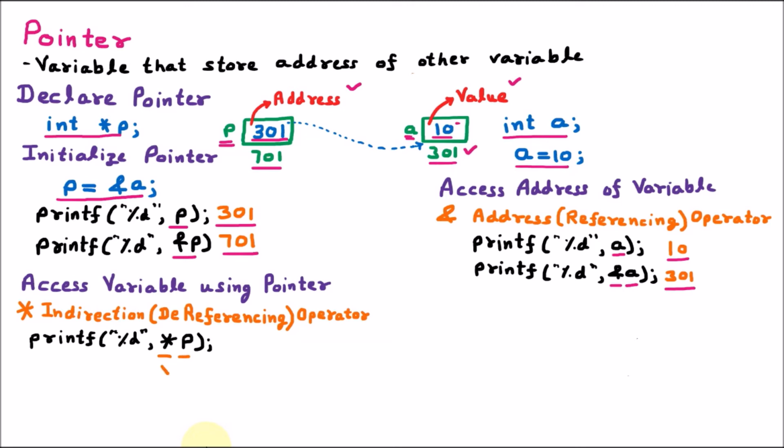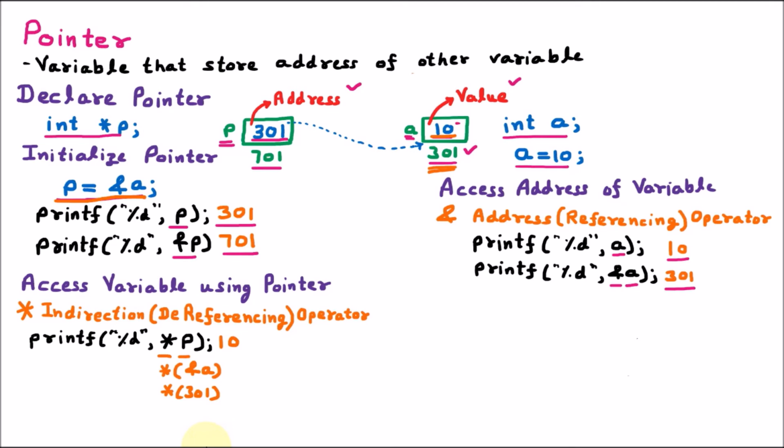So if star means the value of p, what is p? We know that p is equal to &a. That means it is the address of a. So what is the address of a? We know that the address of a is 301. So we can say the value at 301. The value at 301 is nothing but 10. So the answer of this line will be 10.